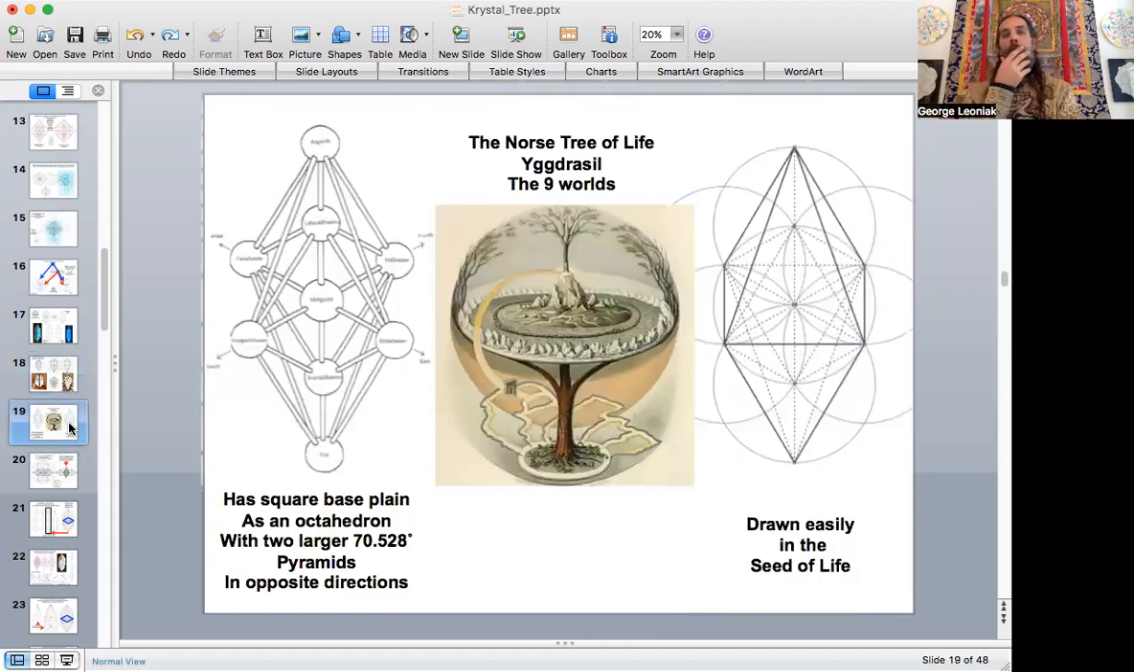But it did get me thinking about the tree of life more. In my early videos from years ago, I shared a little bit on Yggdrasil, the Norse tree of life, and the nine worlds within the Norse mythology. They have a lot of hexagon-based geometry. Their whole rune system is based on hexagon shapes.